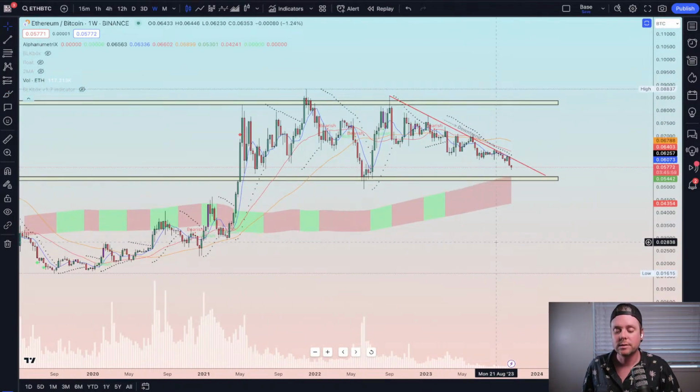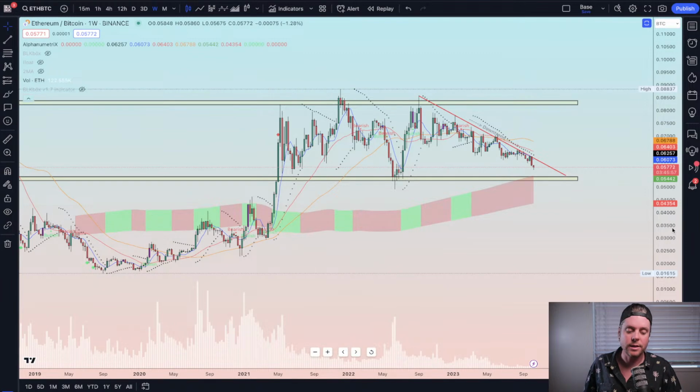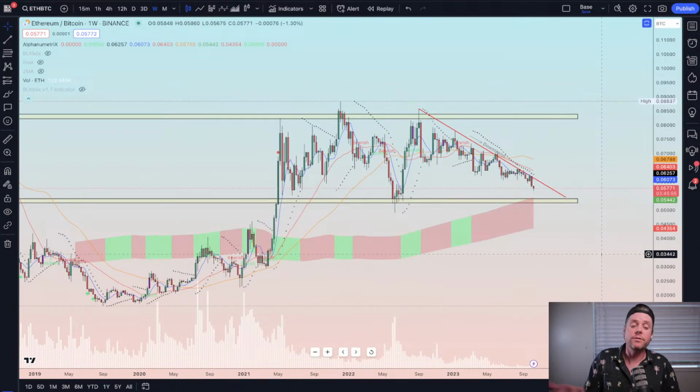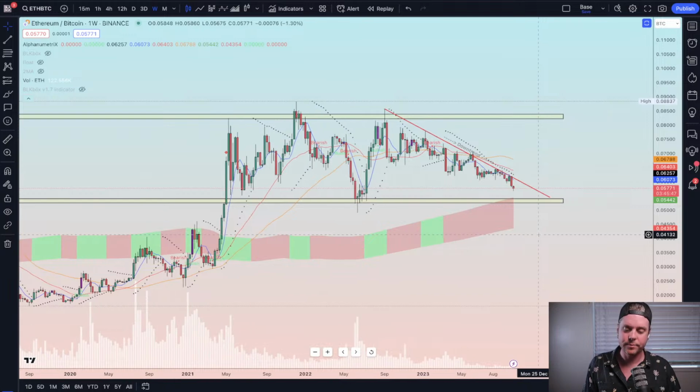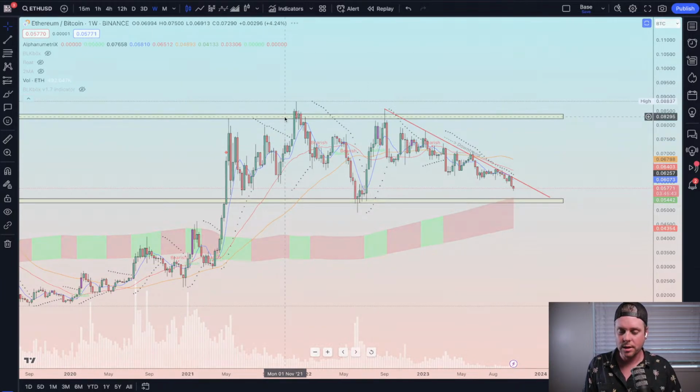So sorry to the Ethereum fans out there. These are the facts in the charts. You can't argue with the facts in the charts. Smart money concept. I don't know that indicator. I just keep it simple. Price action, momentum, trading ranges. That's all I need. I don't pay attention to much else.